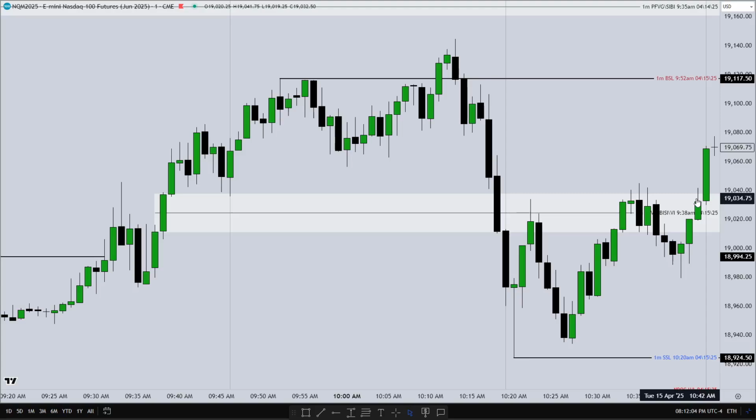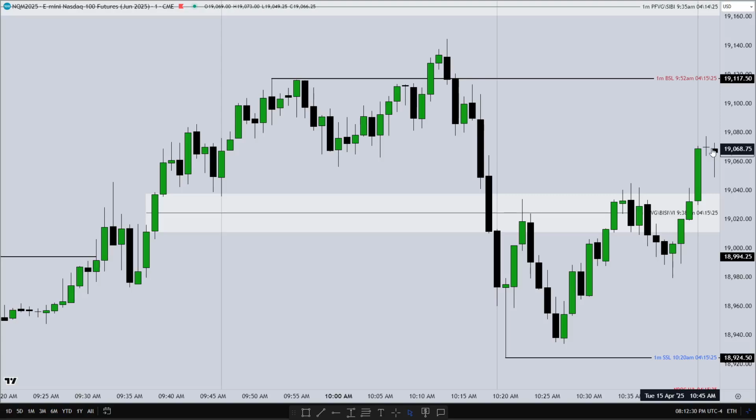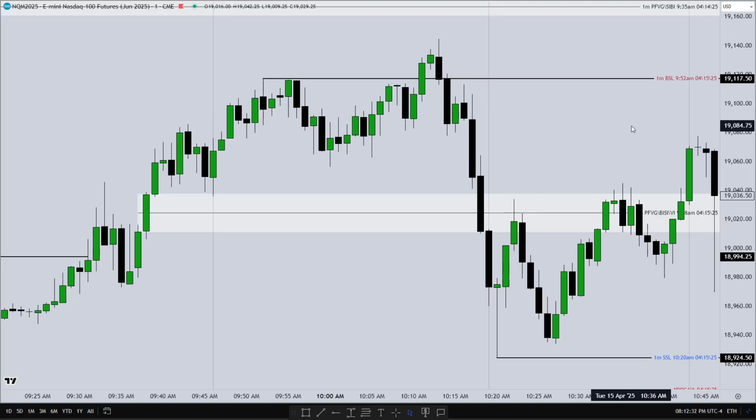And so you can see 10:43, we open, we come down, fail to touch consequent encroachment, and then close way further than where we opened, relative on a 1 minute chart. Alright, so now I'm taking this candle by candle. 10:43 is what we're looking at. Then we have 10:44, 10:45 right here, 10:46. Look at that. We go all the way down, sweep the sell side here, right? So this is what I'm looking at.